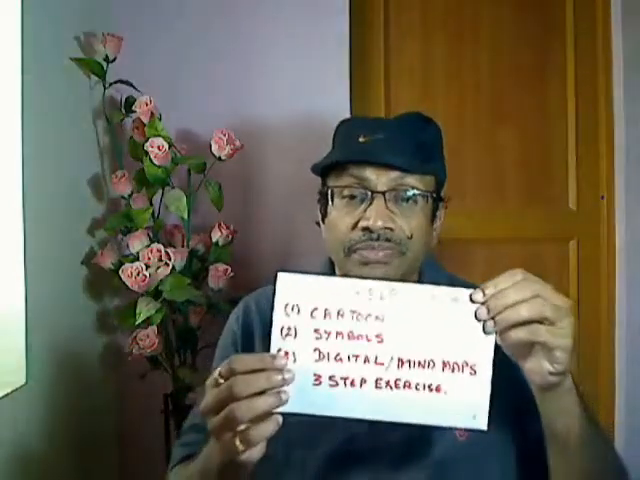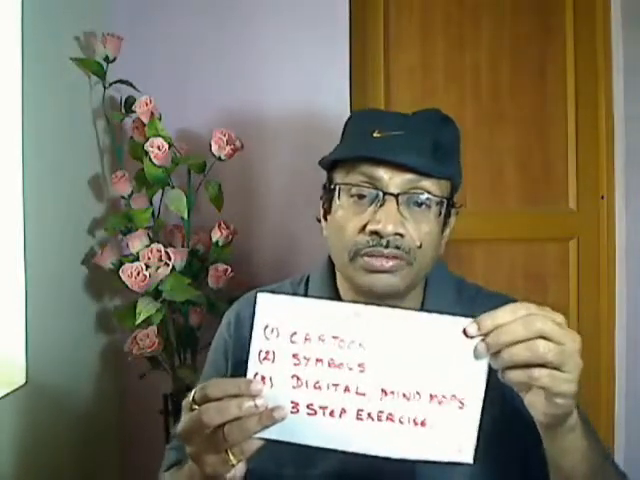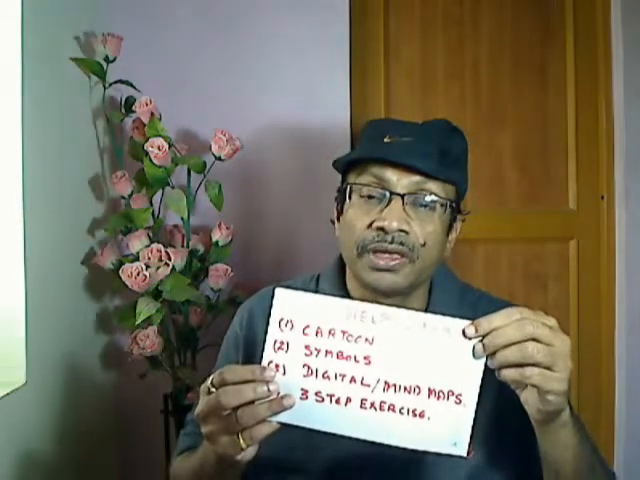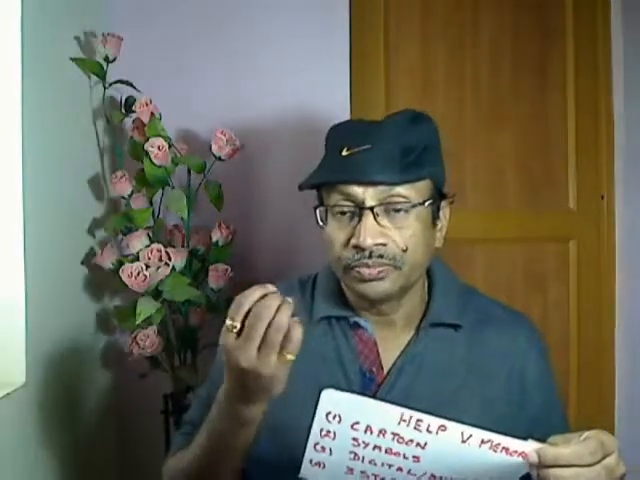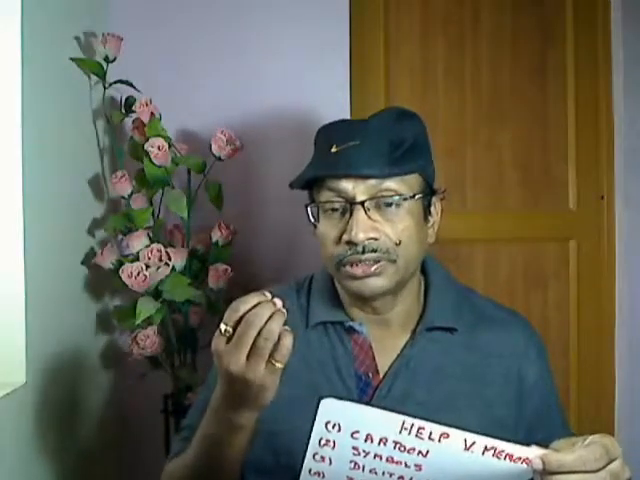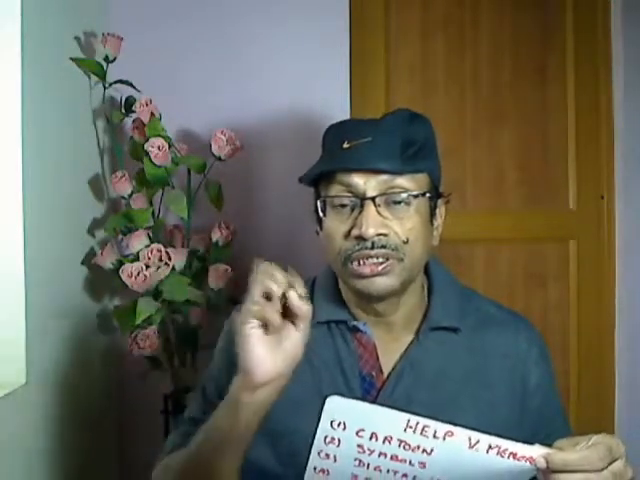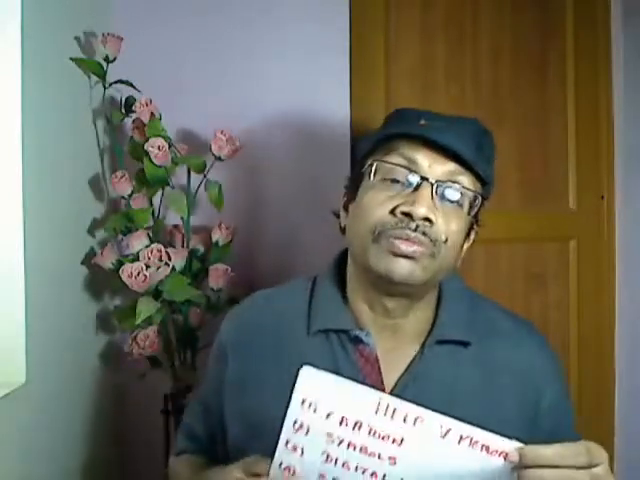So as a parent, you can ask them to observe a lot of cartoons and symbols, and make mind maps. We have something like a 3-step exercise. First, close your eyes, relax, and then make the object, see the object. Second step. Third, reinforce the object on your mental screen 3 or 4 times. You can go to my blog, mentorsundaramblog.com. There I have written about it. And the parents can also help.